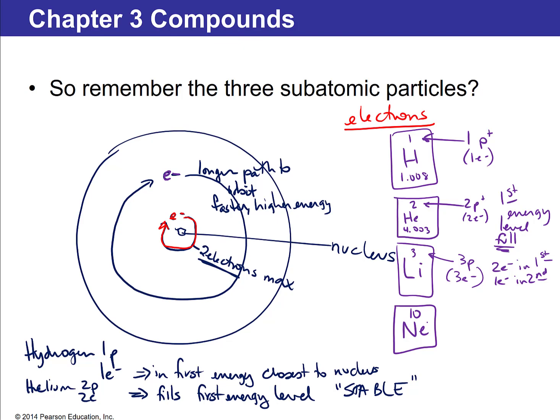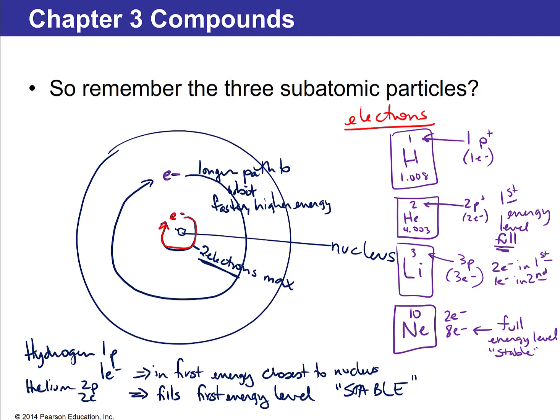It has 2 electrons in the first. It has 8 electrons in the second. 8 electrons, other than hydrogen and helium, 8 electrons is like the magic number. So 8 electrons allows a balanced number of electrons in an energy level. 8 electrons create stability. And so this is the full energy level, and that is going to create a very stable atom.